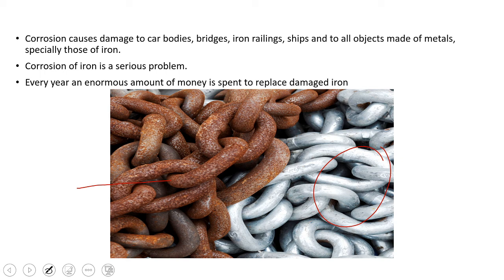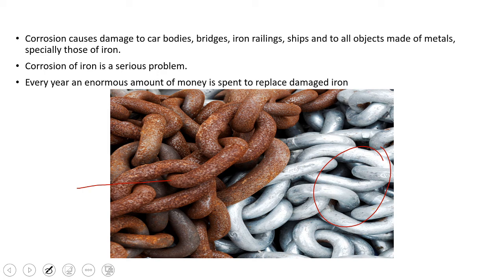Corrosion causes damage to car bodies, bridges, iron railings, ships, and all objects made of metals, especially those made of iron. Actually, corrosion is a very serious problem. Every year, an enormous amount of money is spent to replace damaged iron. So, we have to prevent corrosion.